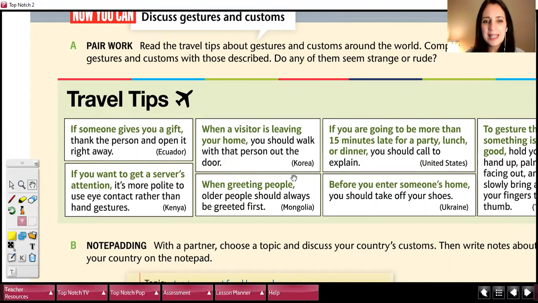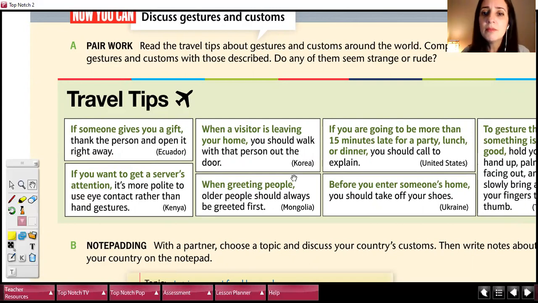When a visitor is leaving your home, you should walk with that person out the door. Yeah, it's good because we do this, right? When you have someone visiting you and this someone is going home, we walk them out the door just to say bye.